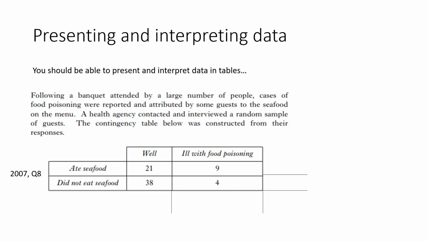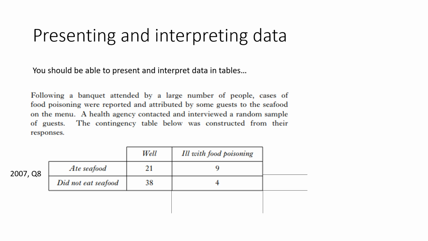In stats, you will be given data presented in a variety of ways, and you should be able to interpret the data given in those forms. So here's an example. Question 8 of 2007, you were given this data. Following a banquet attended by a large number of people, cases of food poisoning were reported and attributed by some guests to the seafood on a menu. A health agency contacted and interviewed a random sample of guests. The contingency table was constructed from their responses.